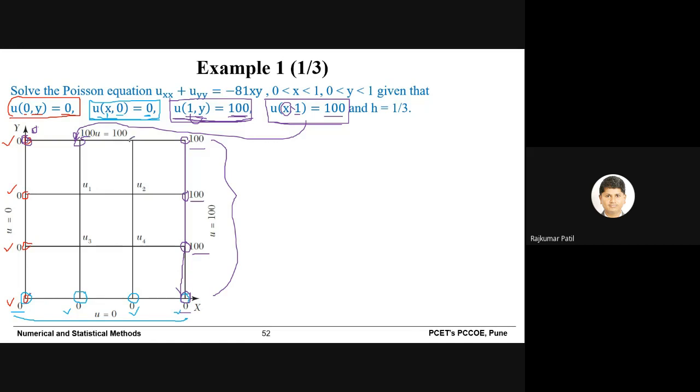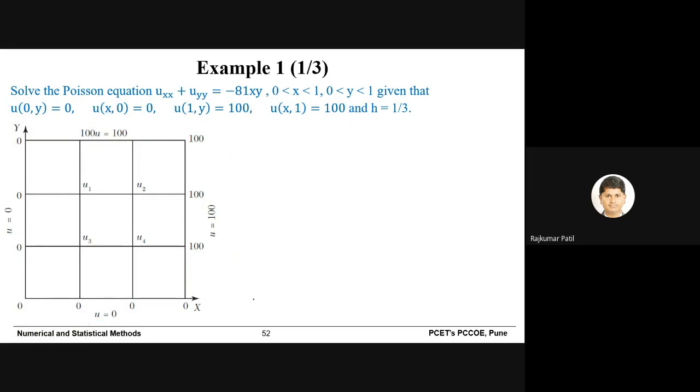The next point is x is 2 by 3, y is 1. So here again the value will be 100. And in the final case, x will be 1, y will be 1. So here the answer is 100. So this is how we assign the boundary values.